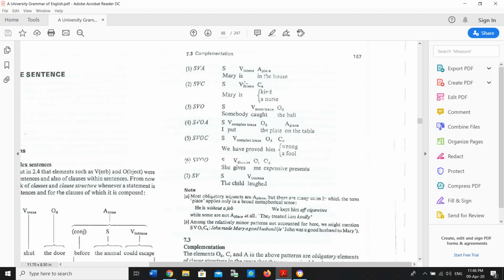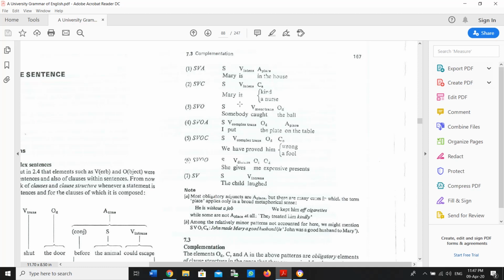Because verb to be is considered an intensive verb. And also we can depend on verb to be to get the second type, which is SVC, what we call subject complement. But for the second type, we can depend not only on verb to be.